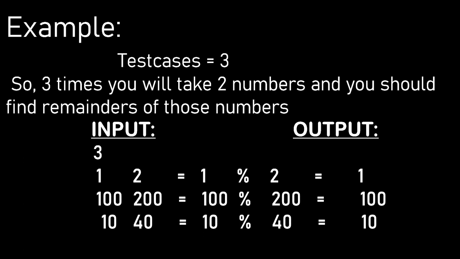So you will use a mod operator here to find the remainder of two integers. In the first line a value is 1 and b value is 2, where 1 mod 2 will be 1. By doing the mod operation you will get the actual remainder. And in the second line, a value is 100 and b value is 200, where the remainder between them will be 100. And in the third line, a value is 10 and b value is 40, where the remainder between them will be 10, because you cannot divide 10 by 40. So the remainder will be 10. So the code is quite simple.